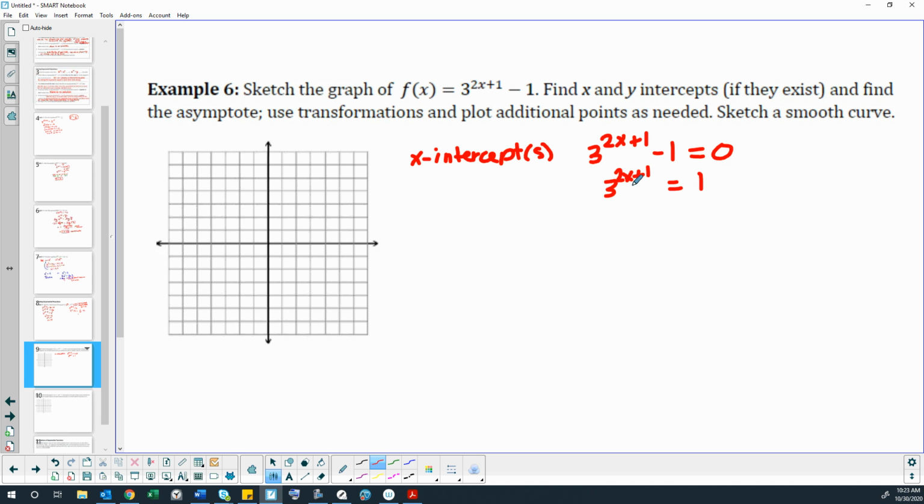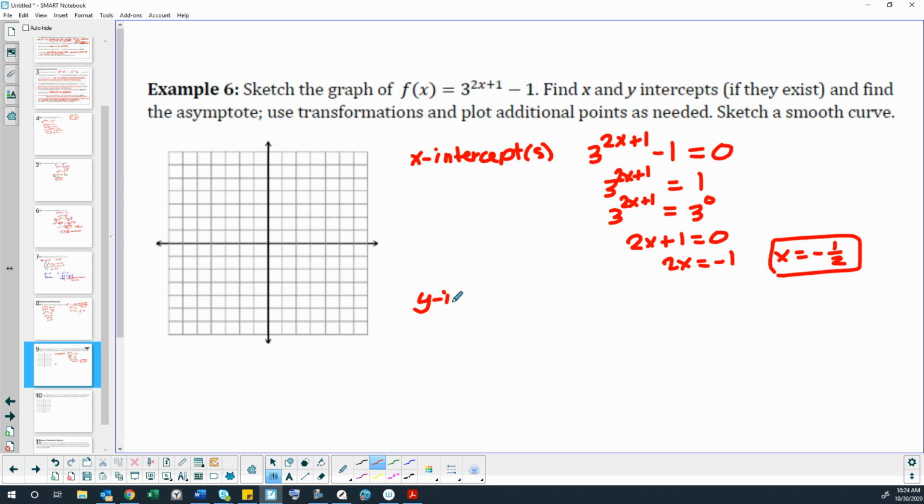Now here's something really cool, is that 1 can be rewritten as 3 to the 0. Why is it that I wrote that 1 as 3 to the 0 instead? Why did I just do that? What is anything to the 0 power? Well, it's 1. That's just a really convenient way to get a common base. And then once our bases are common, we can just set the exponents equal like this. 2x plus 1 equals 0, so 2x equals negative 1, x equals negative 1/2. And we've got our x-intercept.